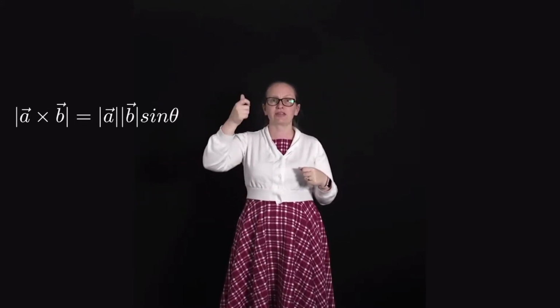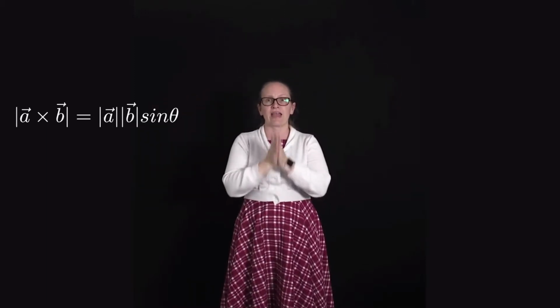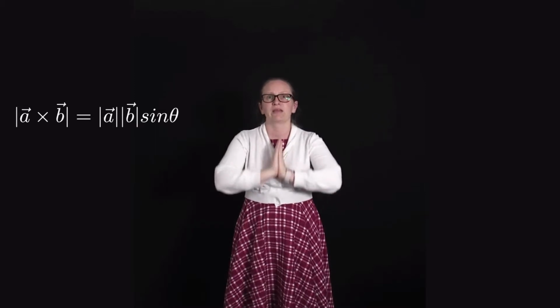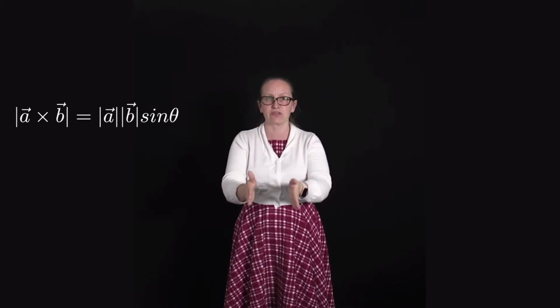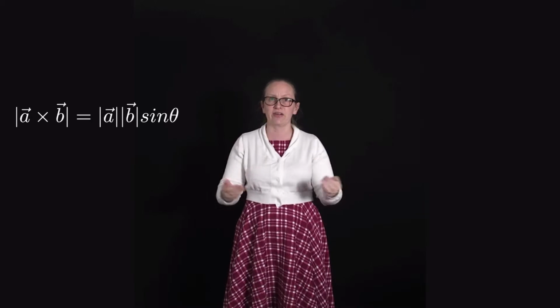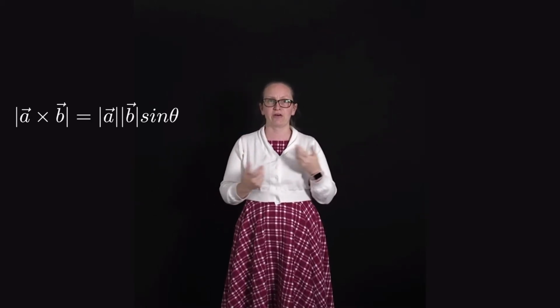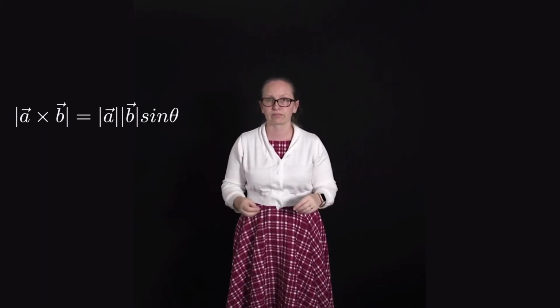Now, if you want to work out the magnitude of the vector that you will get when you take the cross product, it is given by the magnitude of A cross B is equal to the magnitude of A times the magnitude of B times sine theta, where theta is the angle between A and B. This tells us that if A and B are parallel, so there is no angle between them, then the magnitude of the cross product is 0. So whenever we have two parallel vectors and we take their cross product, we end up with 0.